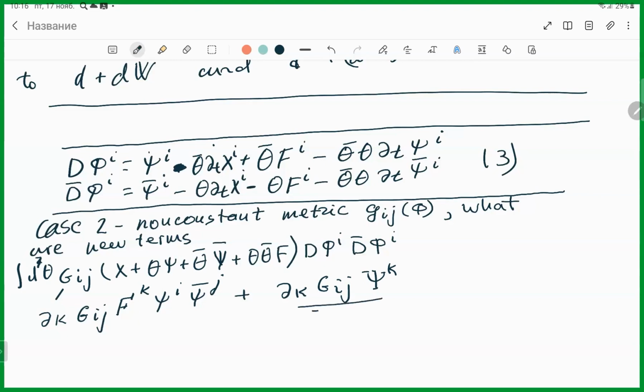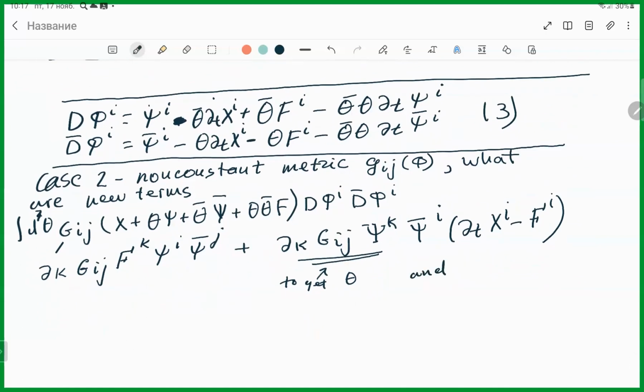Okay? To get theta. So I already had theta. So I have psi bar I. But I also need to get theta bar term. And here I'll have a term like dt xi minus fi. And similar term where psi and psi bar are interchanged.